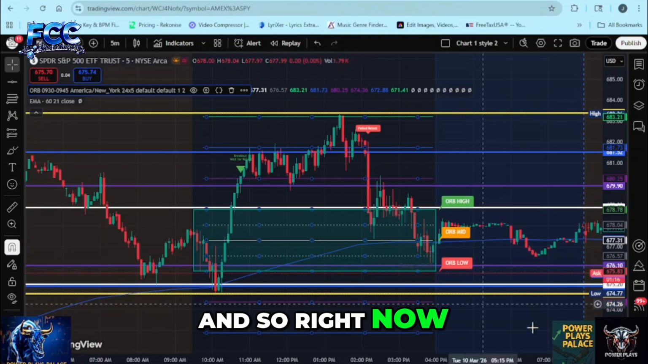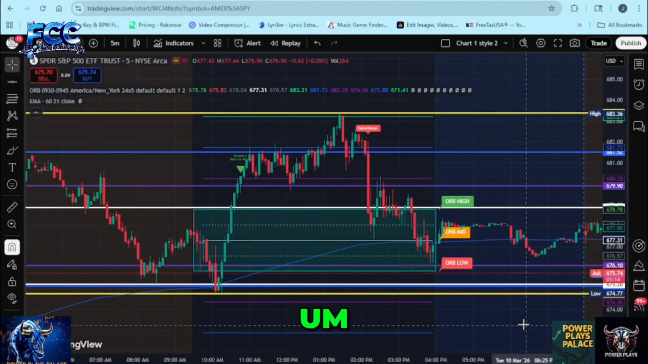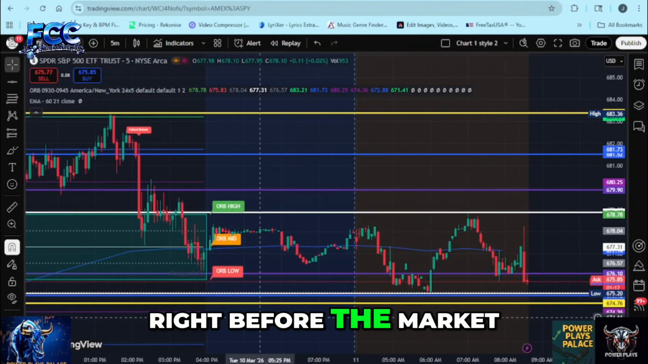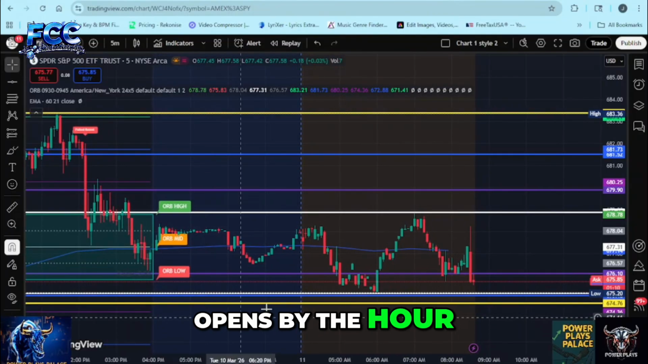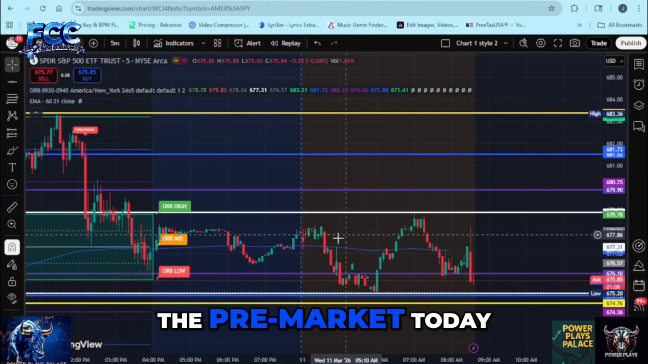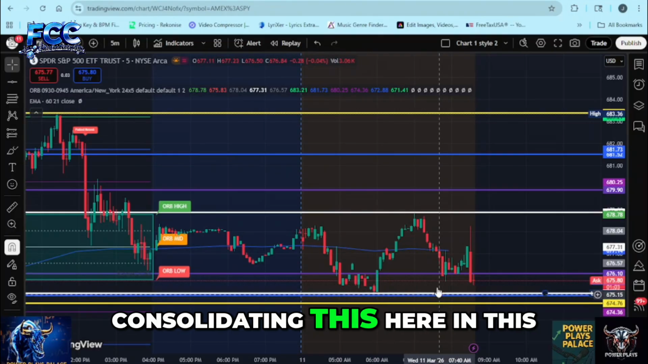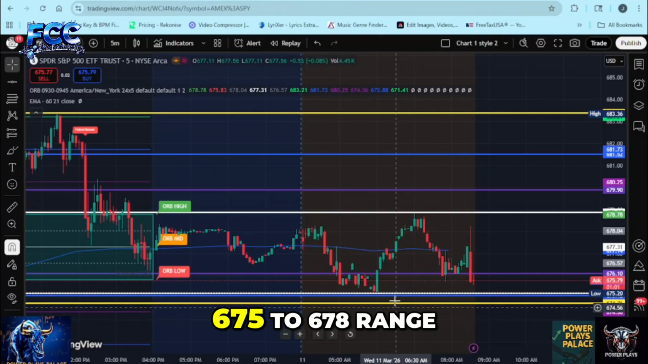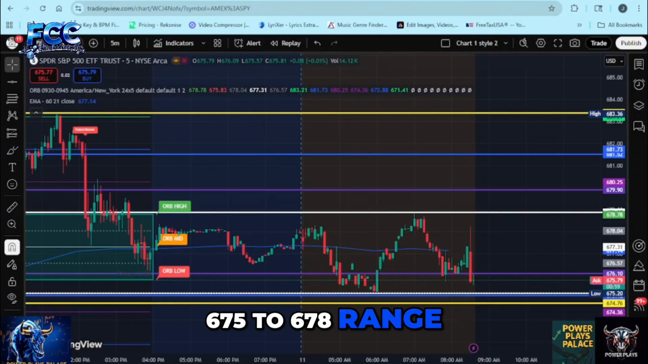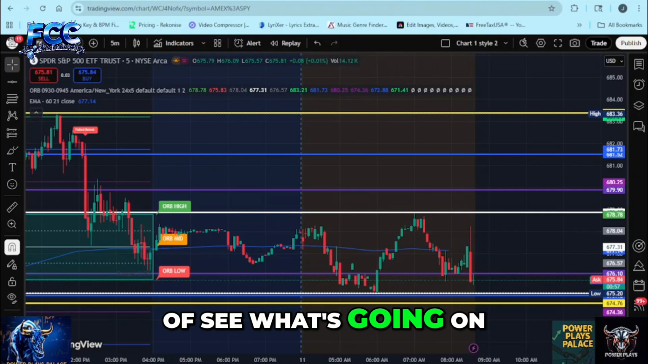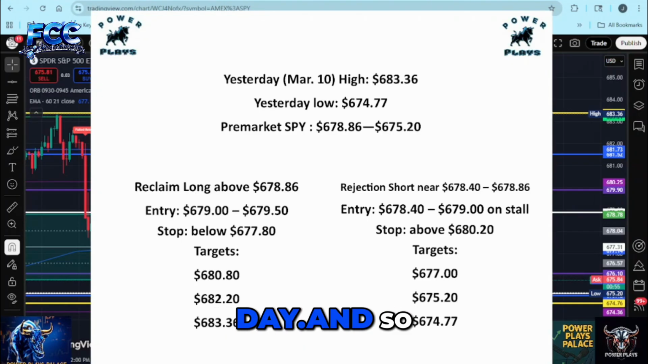And so right now it is 8:30, right before the market opens, about an hour, so you can see what's going on in the pre-market today. It's kind of consolidating here in this 675 to 678 range. So you can kind of see what's going on. So let's look at our chart for today.